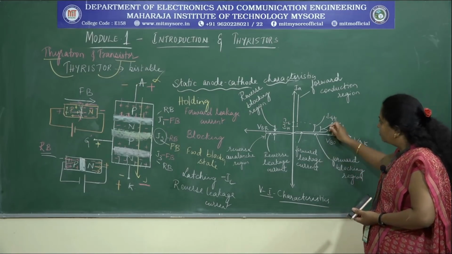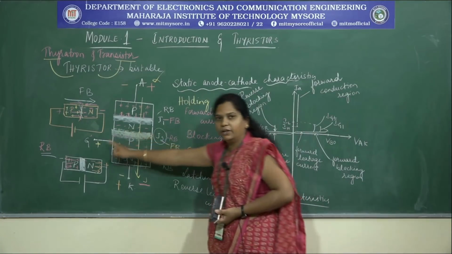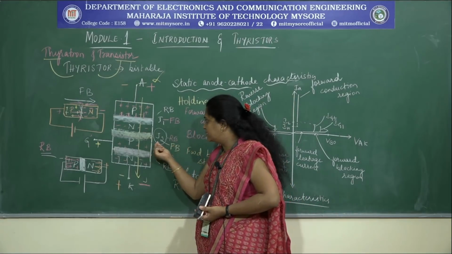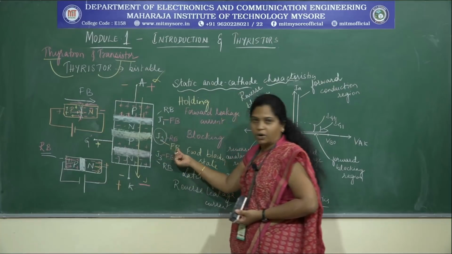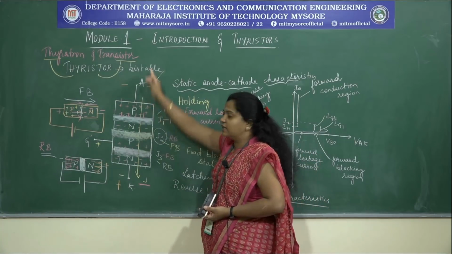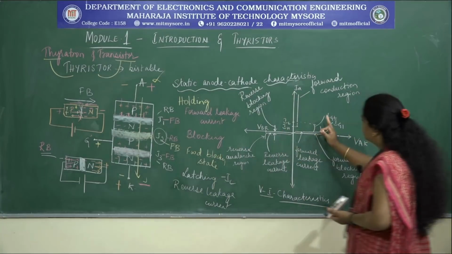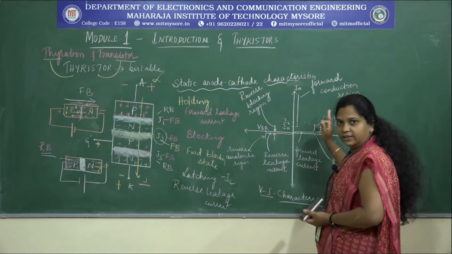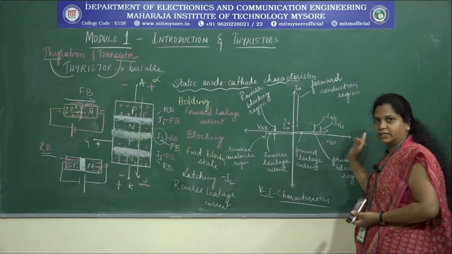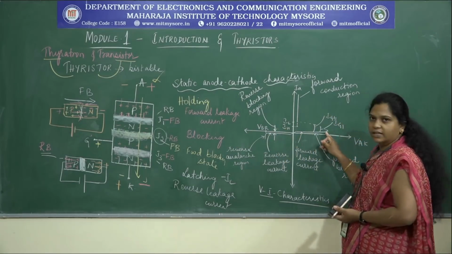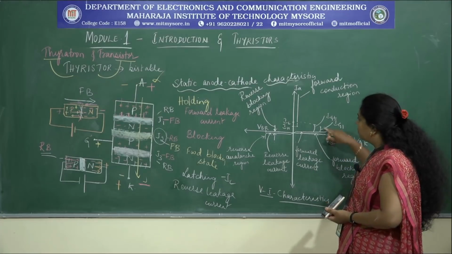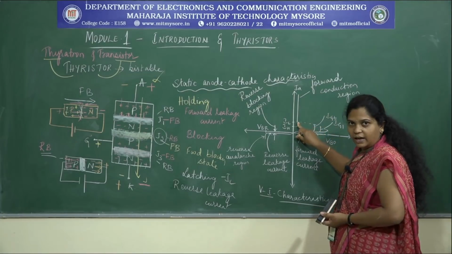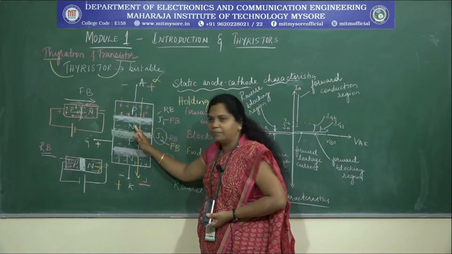Right? So next, at one instant of time, which instant? When you are applying the gate to cathode voltage, what happens? This J2 suddenly goes to the forward bias condition. At this instant, there will be a high inrush of current. This is the forward breakover region. From this point, the device goes from the off state to the on state. That is known as the breakdown region, and suddenly the current rises to the maximum value. Now, the thyristor is nothing but a PN device.